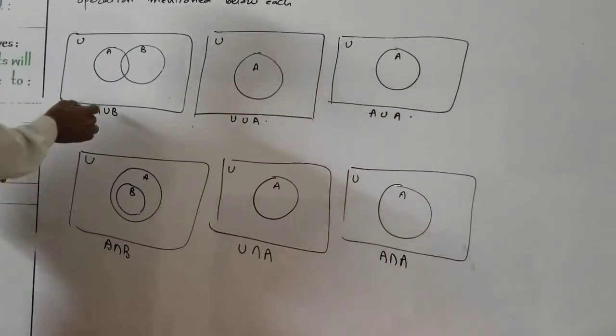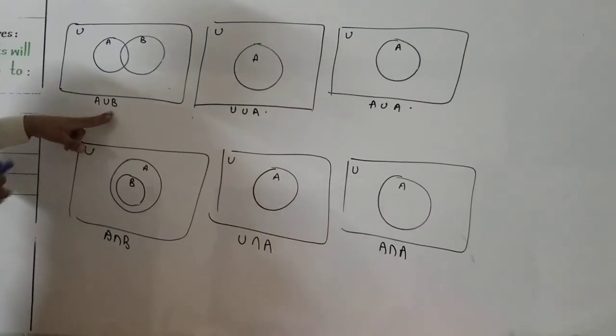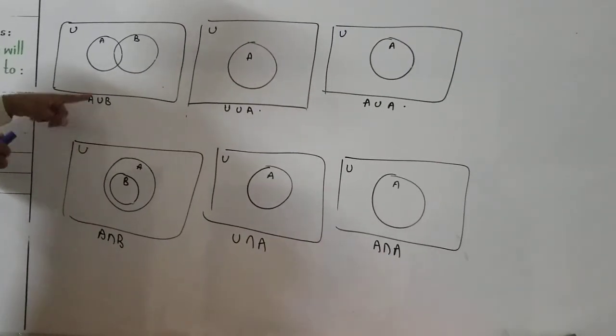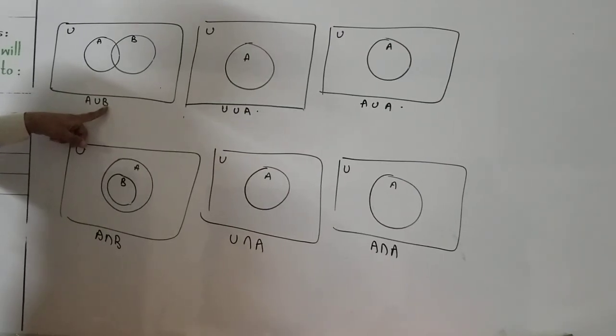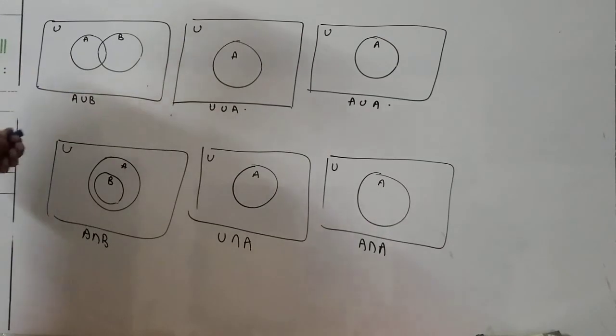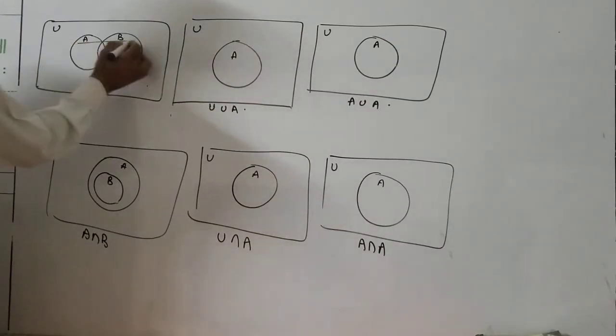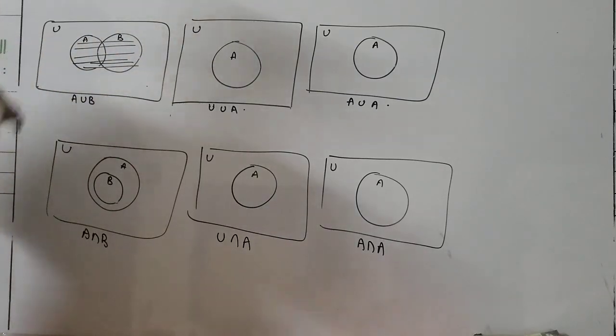So A union B, with the help of a Venn diagram, means you have to shade the region of A and also the region of B, because union means we have to unite A with B. So how can we unite A with B? You have to shade A and B also. This is the union of A and B.